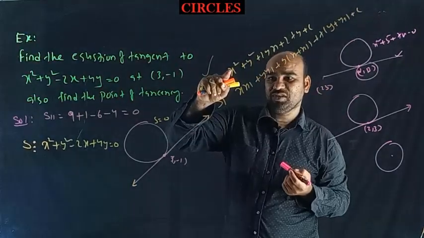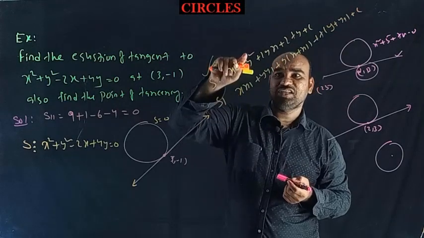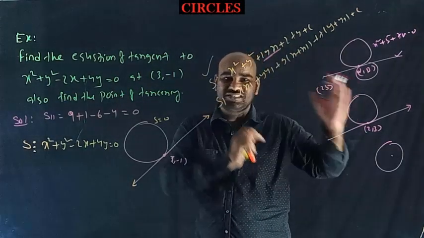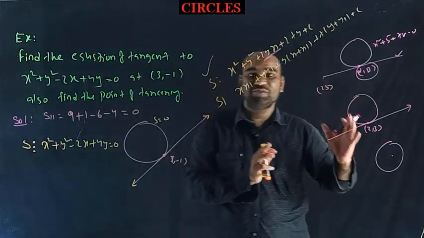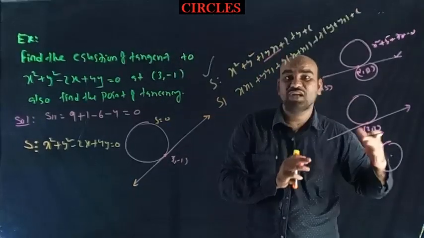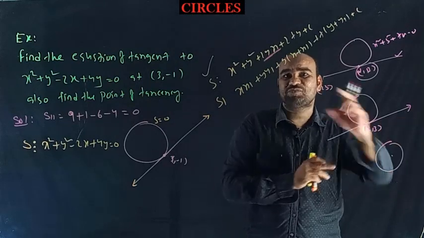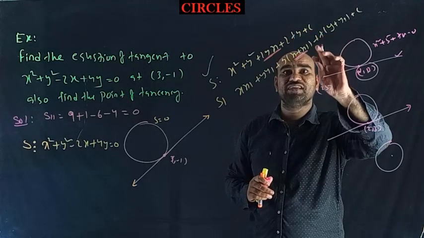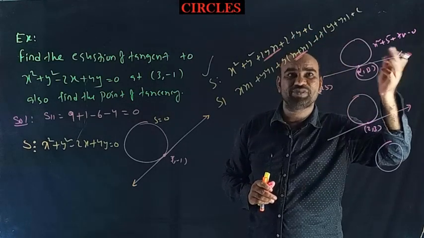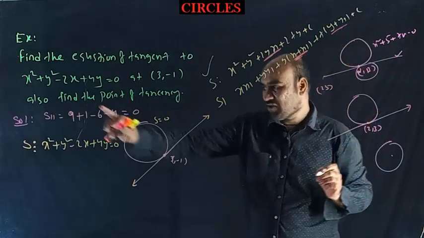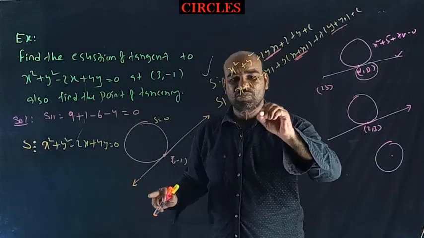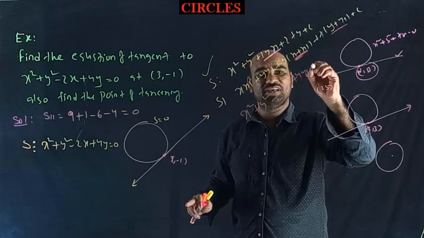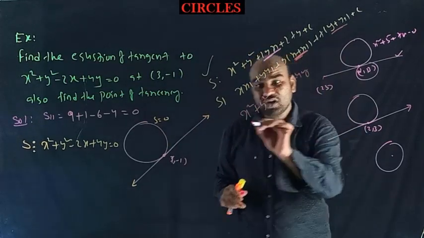x square means you write xx1. y square means yy1. See here, 2gx is just like g times of 2x, and 2x means x plus x1. 2fy is f times of 2y, and 2y means y plus y1. See here, I will show you. x square plus y square minus 2x plus 4y is given. This is S here.